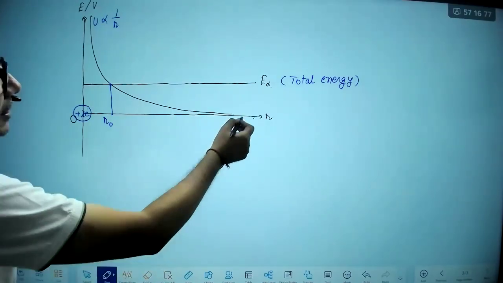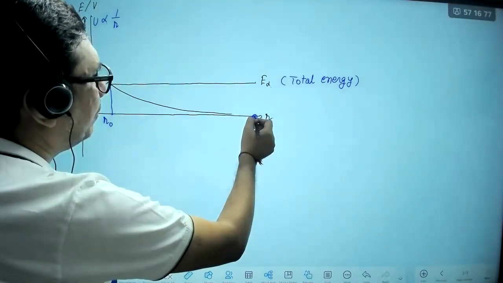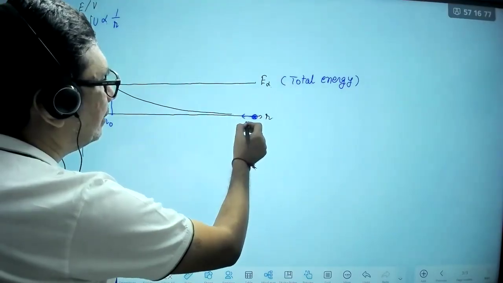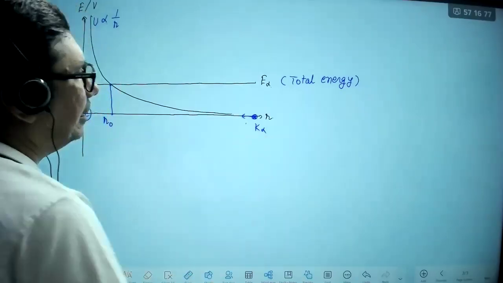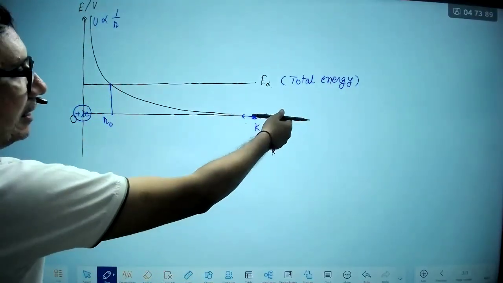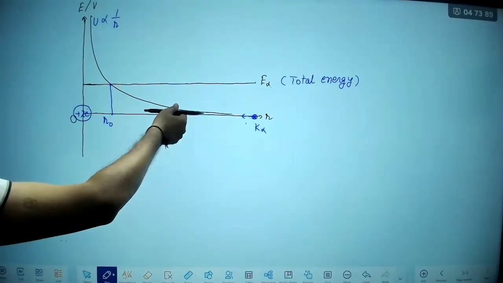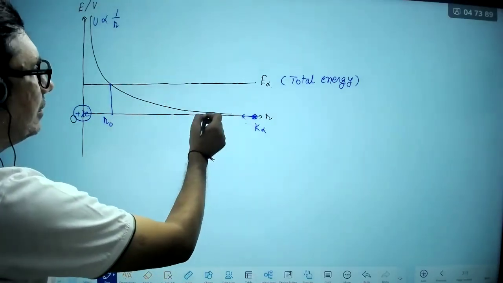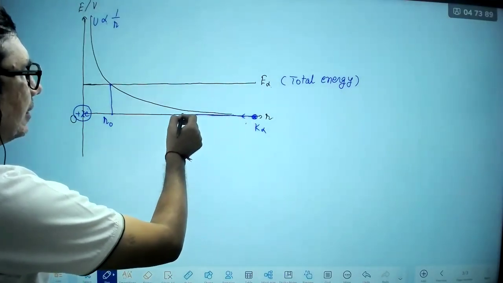So what I'm saying is, you have launched the alpha particle from this side. The alpha particle is here. You provided it energy in the form of kinetic energy K alpha. With this kinetic energy, it is moving towards the nucleus. Try to understand, it is moving towards the nucleus. So continuously it is moving like this, like this, like this.